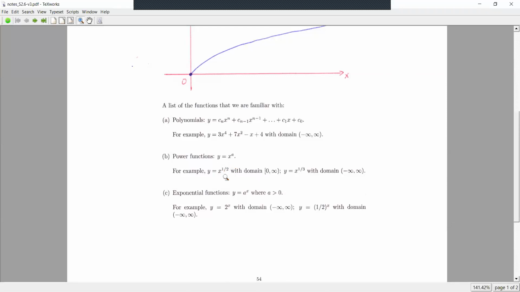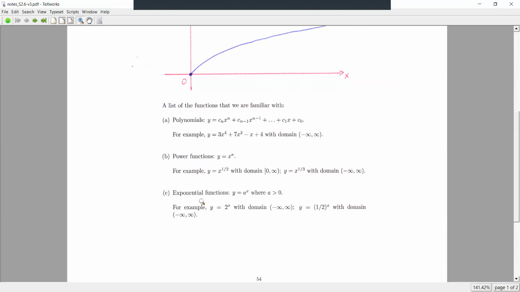The domain of this function is any positive numbers and 0. This function is not computable at negative numbers. X to 1/3. This is a power function. This function is cubic root of x. The domain of this function is any number from negative infinity to positive infinity.